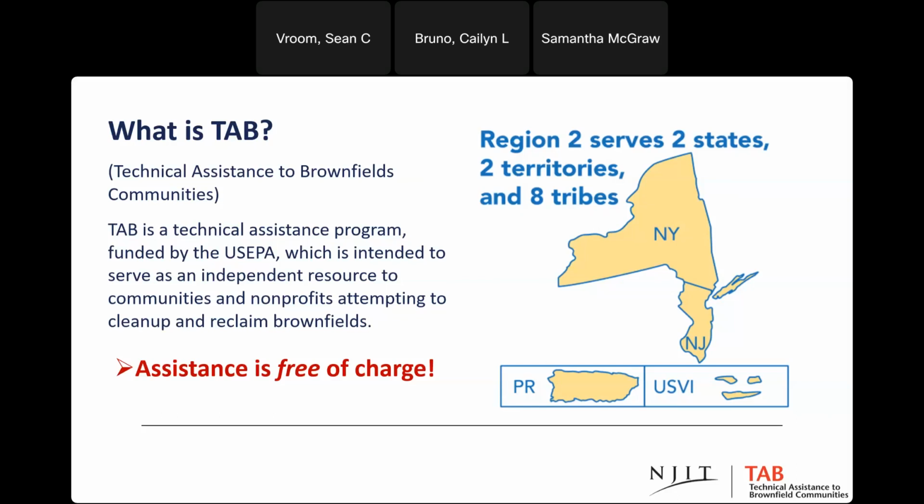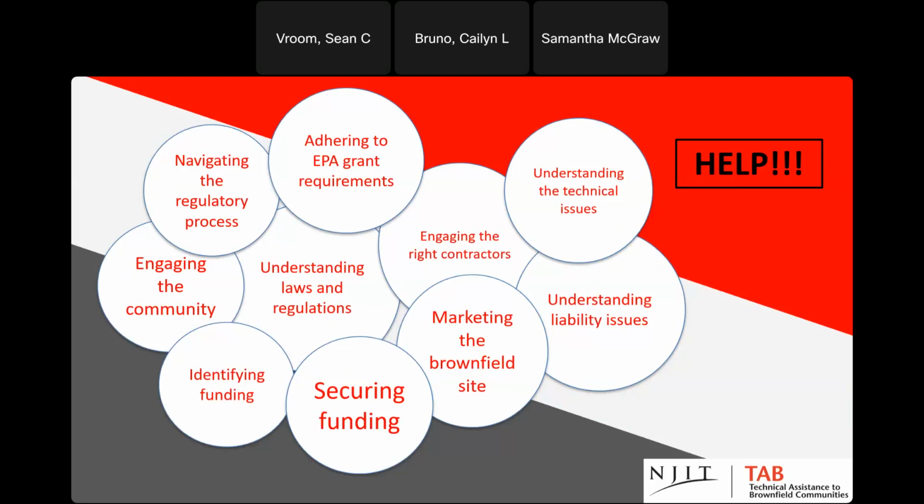Take advantage of it. We do serve Region 2. We also serve Region 4. NJIT TAB has been a TAB provider since 2008, so we have lots of experience in this, and hopefully you'll take advantage of us as a resource. As you go through this, you're going to have all sorts of questions, whether through writing this grant, or if you win the grant, as you move through the process. That's what we're here for. Just reach out to us and we'll do our best to get you the answers to your questions.